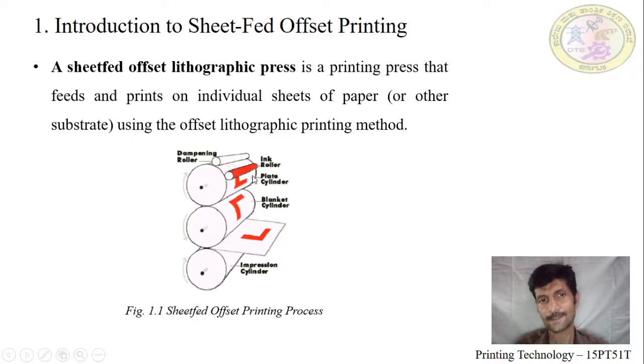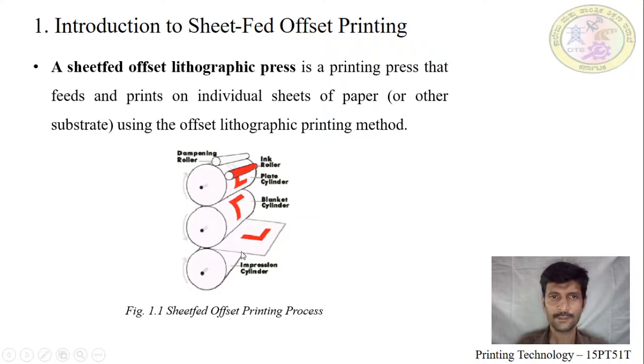Why is it called planographic printing? On the plate, both image areas and non-image areas lie on the same plane. Next, we will see what is sheet-fed offset. There are two types of offset printing technology. One is individual sheet form, another one is web form.